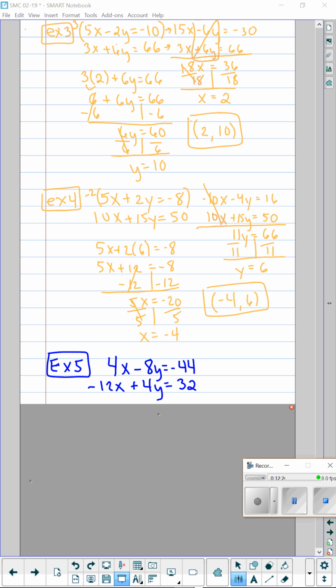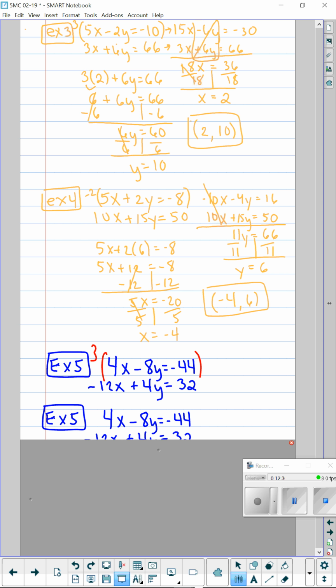In a problem like this, it doesn't make a difference which way you choose to do it. If you want to multiply the top equation by 3, then you can go ahead and do that. If you would rather multiply by 2, then you can multiply the bottom equation by 2. In the end, the answer will come out the same. So sometimes it helps to make sure that you're looking at both the x's and the y's to make sure that you are solving the problem in the easiest way possible.